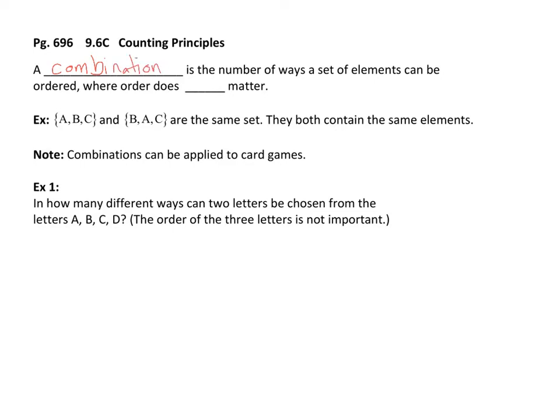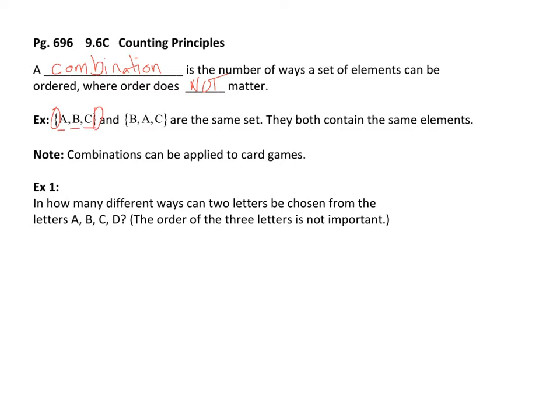All right, so in the previous lesson you learned about permutations, where order does matter. For combinations, the order does not matter. The example below shows that we have a set. Whenever you see these types of brackets used, that's known as set notation. And we have these three elements in it.